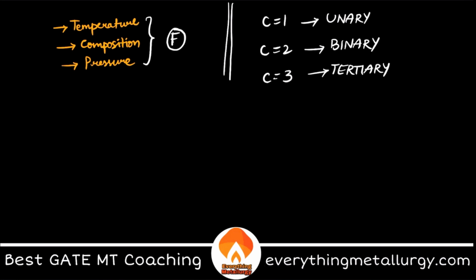Now, one thing I wanted to ask you is, can anybody tell me a good example of a unary system? Or maybe I can ask you this way: can anybody tell me the best example of a unary phase diagram?